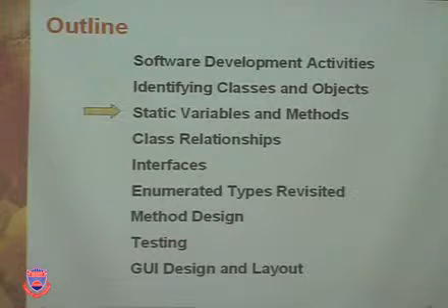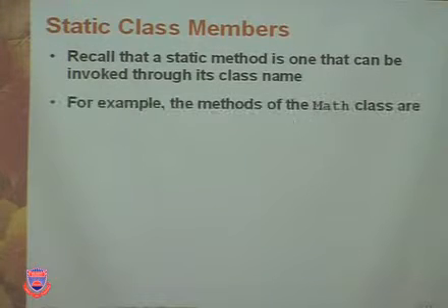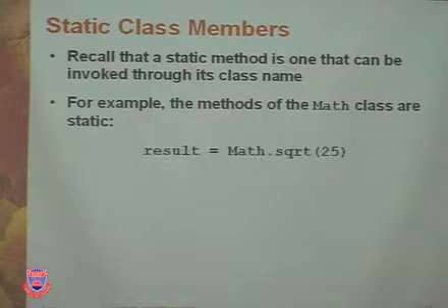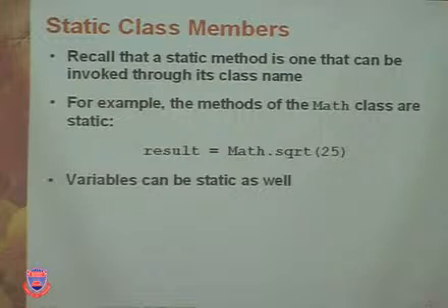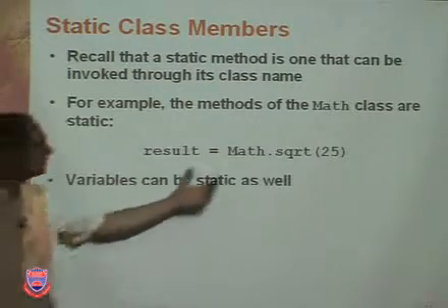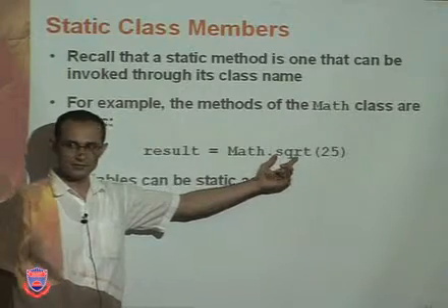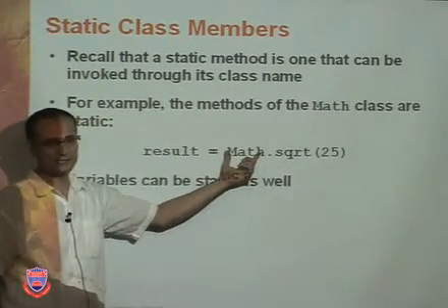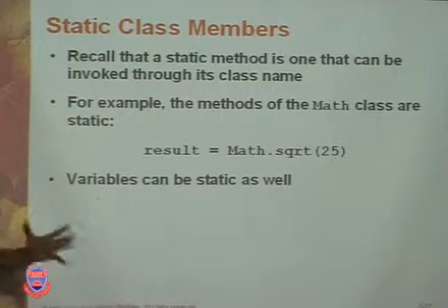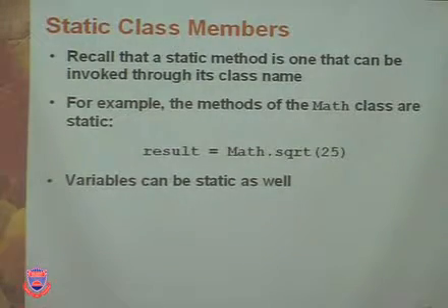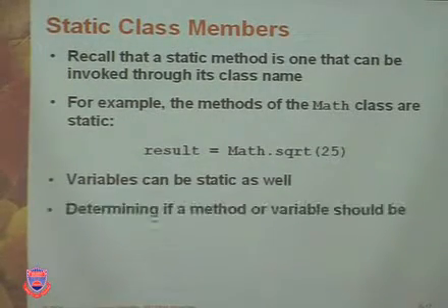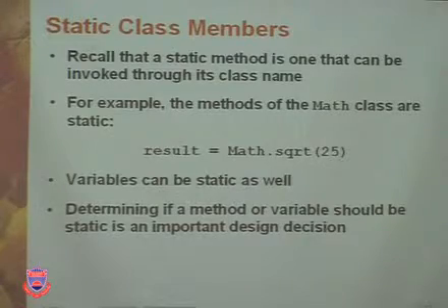And then the next thing, as we said earlier, is static variables and methods. If you recall, the static method is the one that can be invoked through its class name. So in this case, we're calling this square root method, which is a static method, by the name of the class, not an object, so it belongs to the whole class, right? So also you could have static variables that you could use.